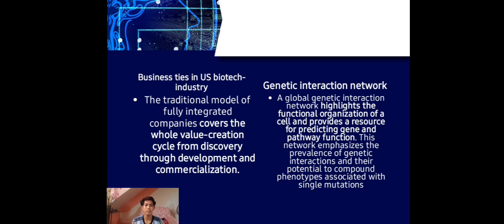Next is business ties in the US biotech industry. The traditional model of fully integrated companies covers the full value creation cycle from discovery through development and commercialization. The genetic interaction network. A global genetic interaction network highlights the functional organization of a cell and provides a resource for predicting gene and pathway function. This network emphasizes the prevalence of genetic interactions and their potential to compound phenotypes associated with single mutations.